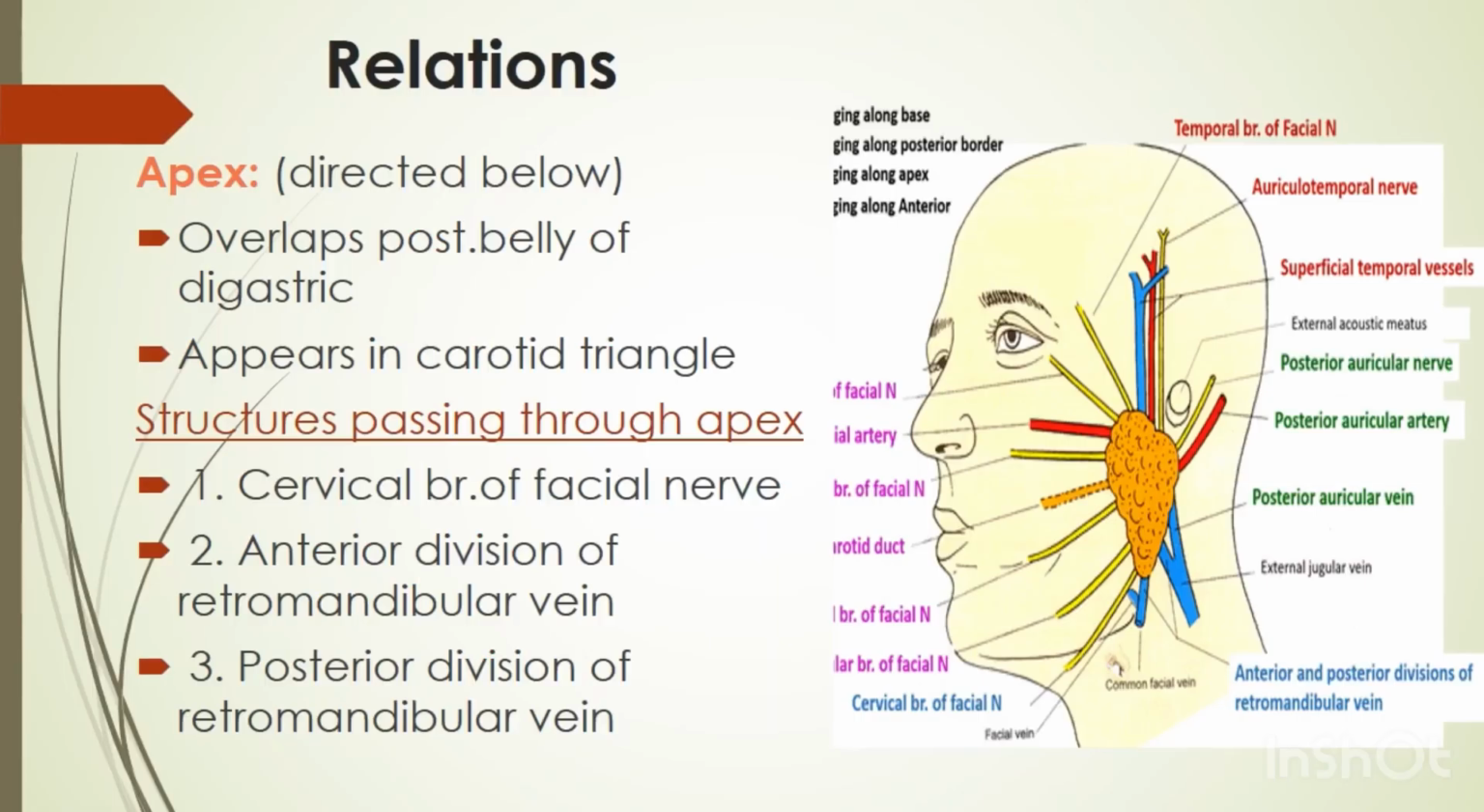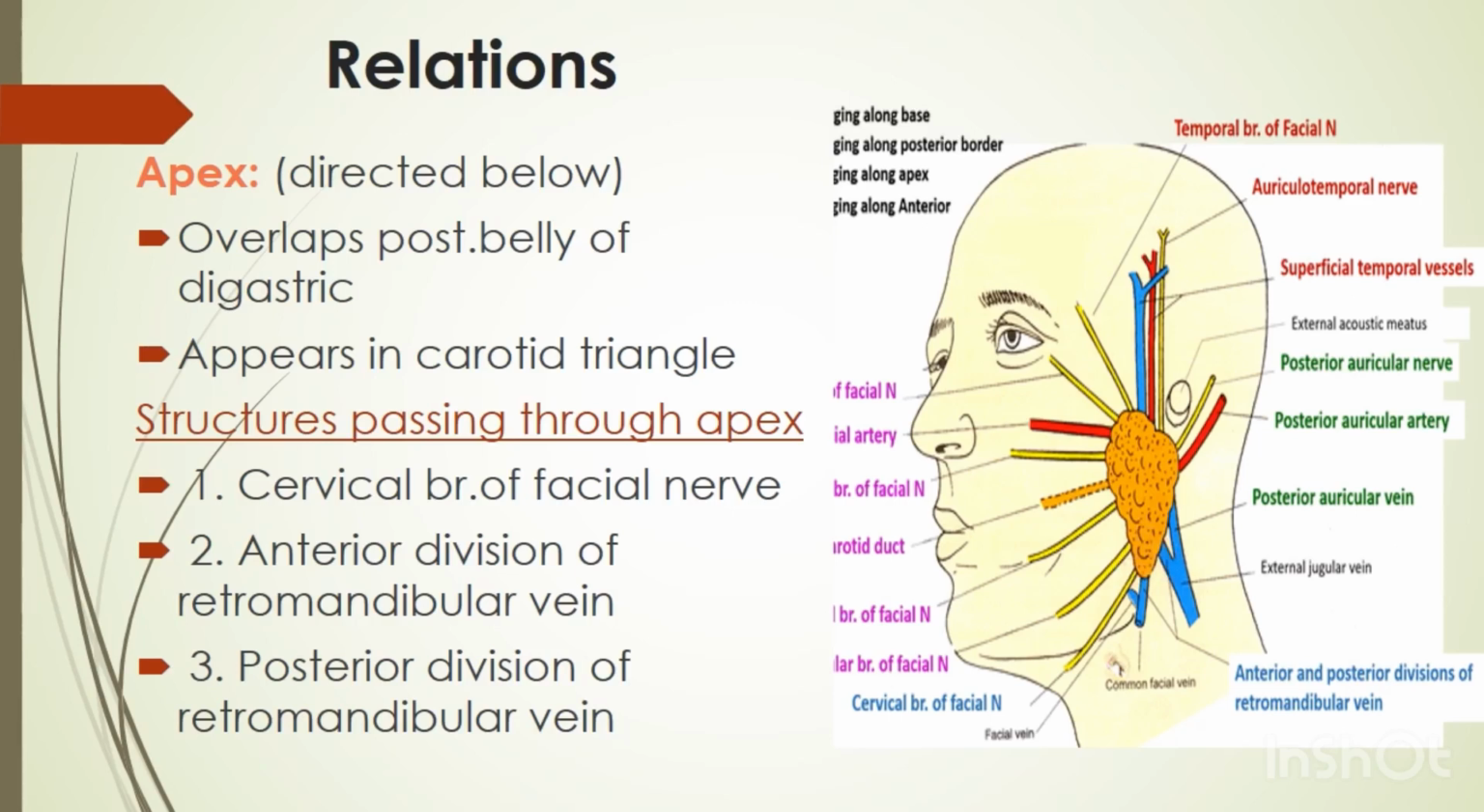Now let's get into the relations of the parotid gland. First of all, we'll talk about the apex. The apex, as you can see in the picture, is directed downwards. It overlaps the posterior belly of the digastric muscle. It also appears in the carotid triangle of the neck. Now the structures passing through the apex are the cervical branch of the facial nerve, the anterior division and the posterior division of the retromandibular vein. So the three structures passing through the apex are the cervical branch of the facial nerve, the anterior division of the retromandibular vein and the posterior division of the retromandibular vein.